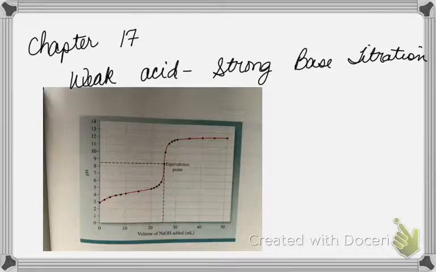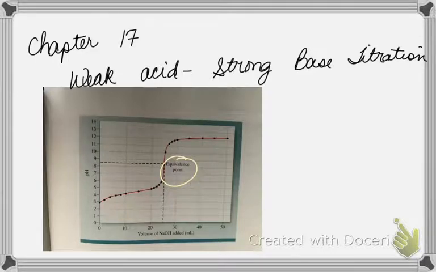But typically when you're doing a weak acid, y'all know that a weak acid means it does not completely ionize. So that means that the pH that you start with is going to be higher than if it were a strong acid. If they were both the same concentration, a weak acid is going to start with a higher pH. Also, this is an important thing to note. The equivalence point of a weak acid strong base is not at 7, okay?